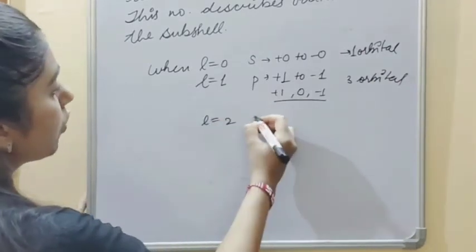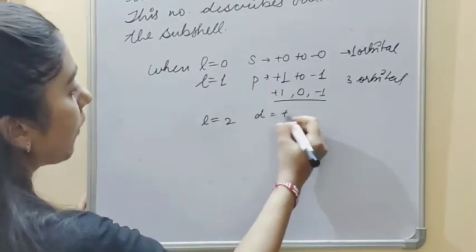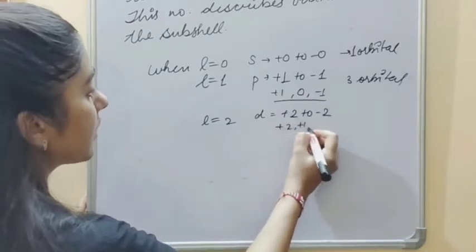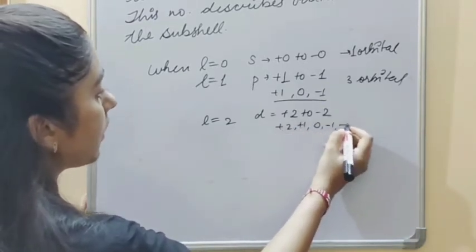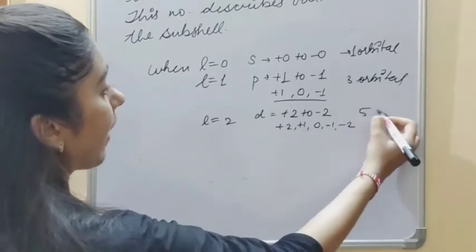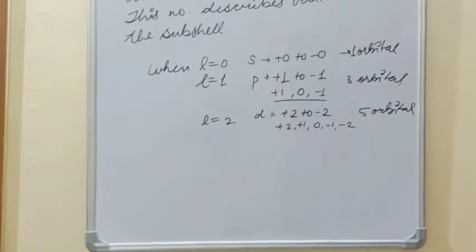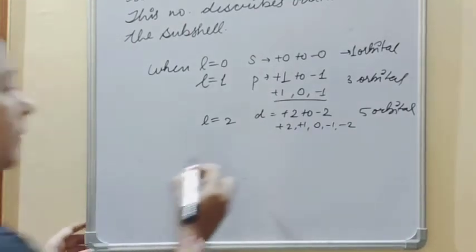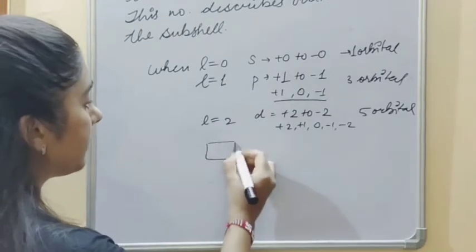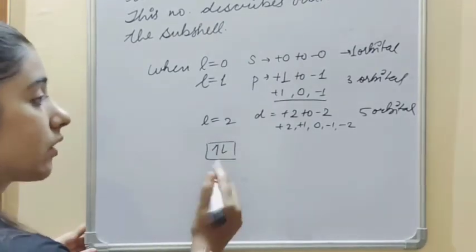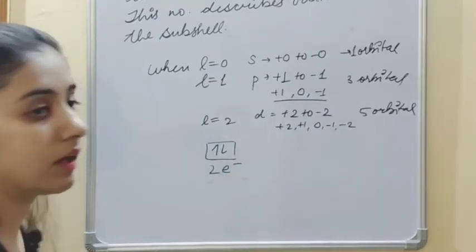Lastly, for the D subshell we go from +2 to -2: +2, +1, 0, -1, -2. So there are 5 orbitals in the D subshell, and each orbital contains 2 electrons. So we can maximally fit 2 electrons in one orbital.